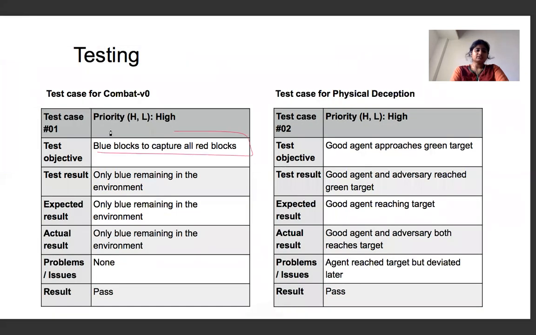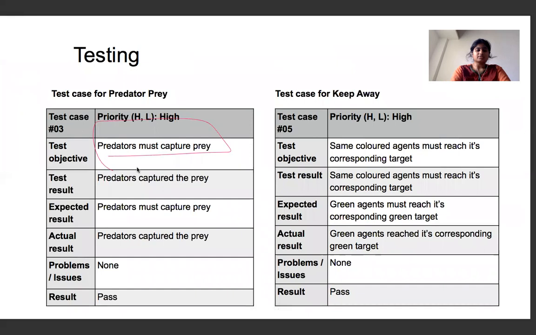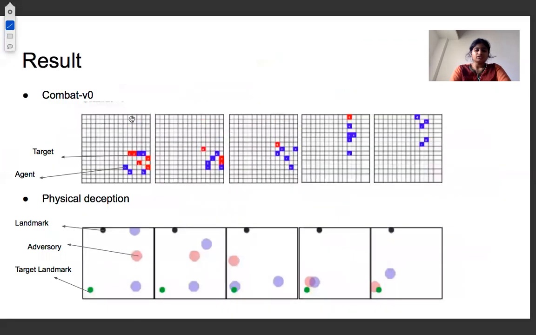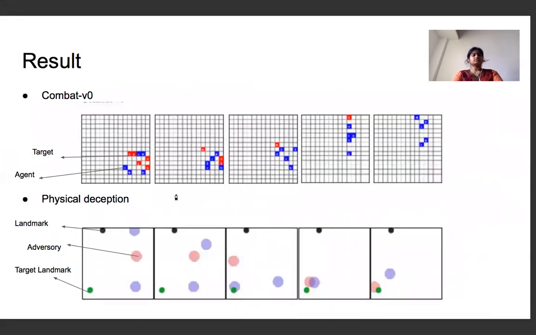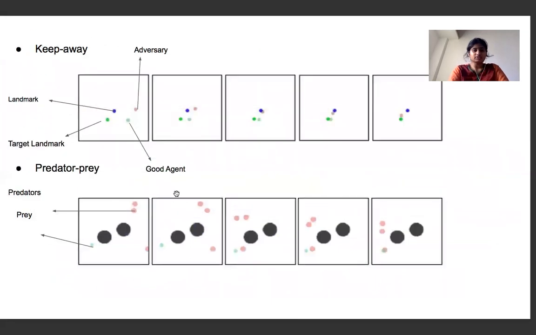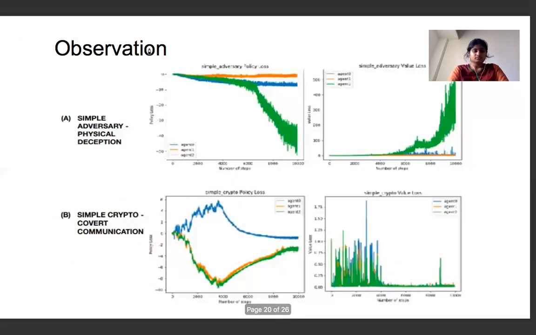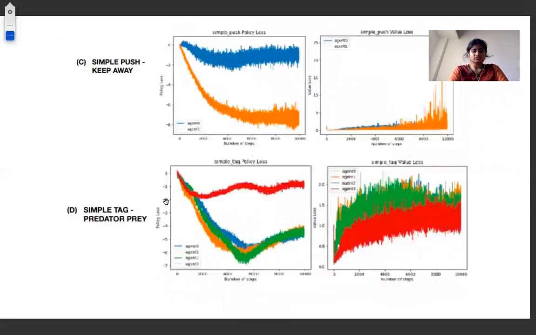Then we have tested with a few problems, like blue blocks should capture all red blocks, and it passed well. Like predators must capture all prey, it passed well. Here in the results, we'll show it by executing. We will talk about observation after showing the execution.